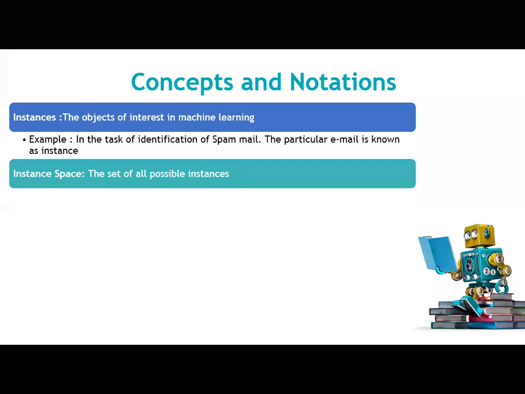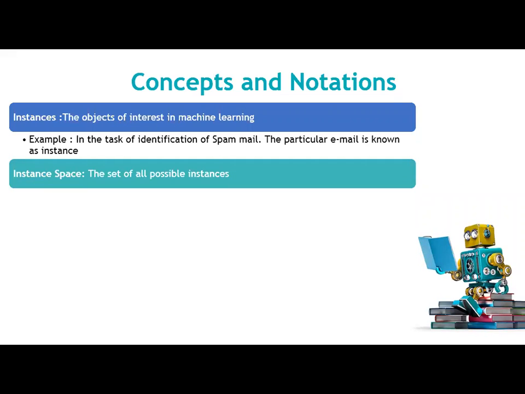Next we have the instance space, the set of all possible instances. Which mail am I going to classify as spam or ham? The mails which are available in my inbox. So X could be the set of all possible emails that can be available in the inbox. An instance space is denoted by the capital X.